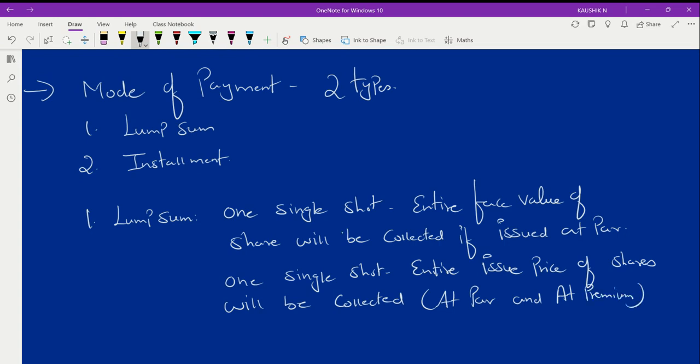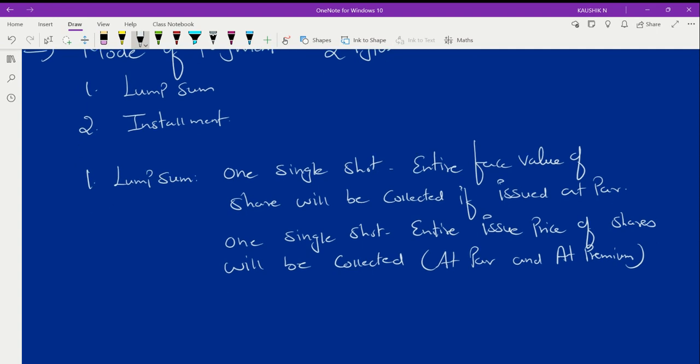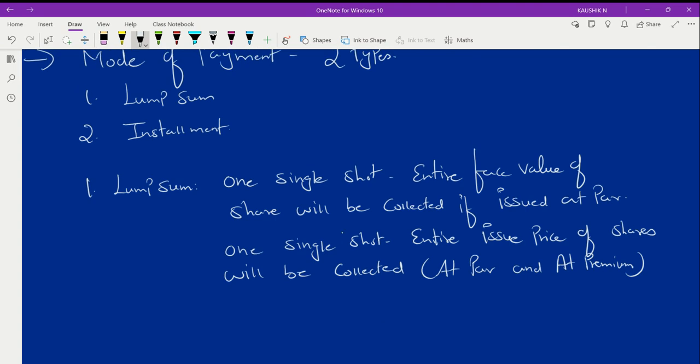So if you're going to collect the entire face value or the entire issue price in a single shot, then that method we call the lump sum method. Okay, so with respect to the mode of payment we have got two methods: the lump sum method, or the installment method.